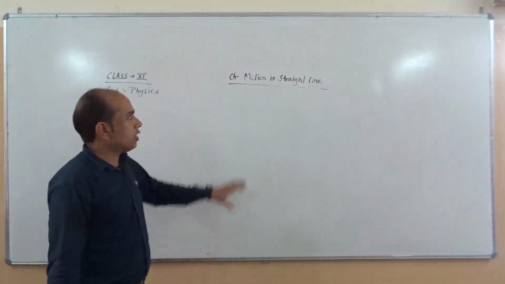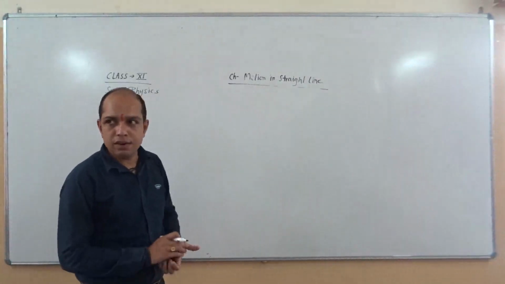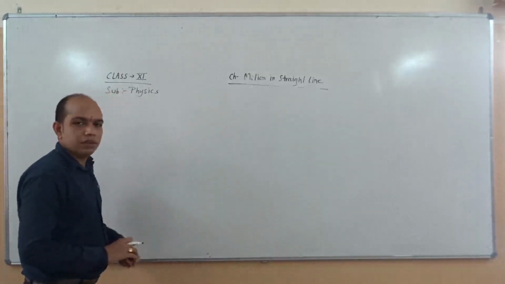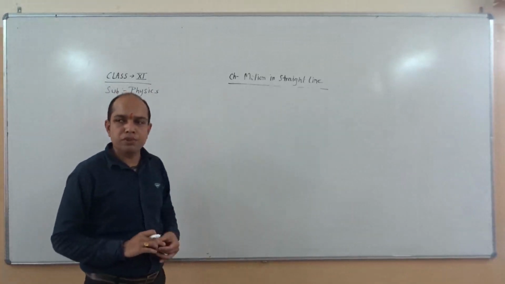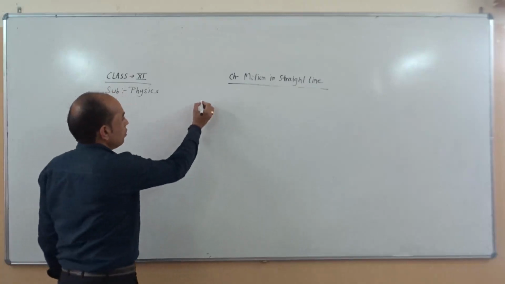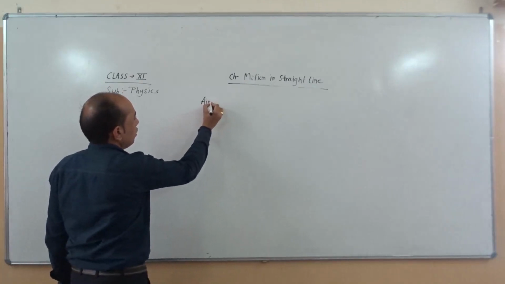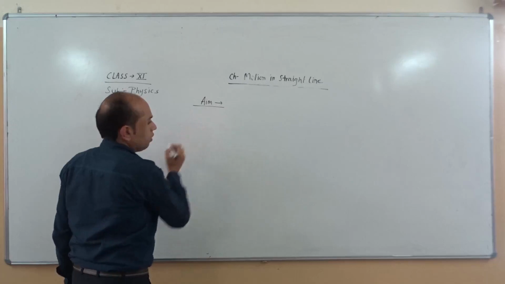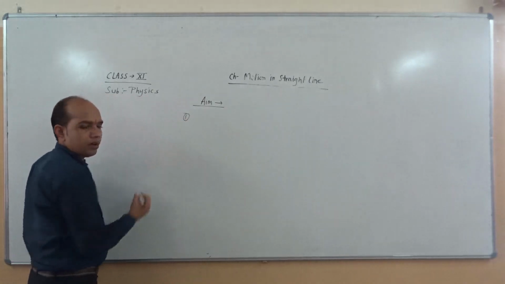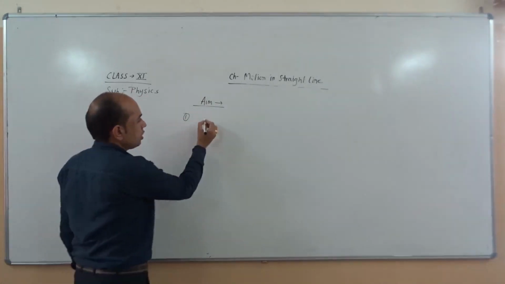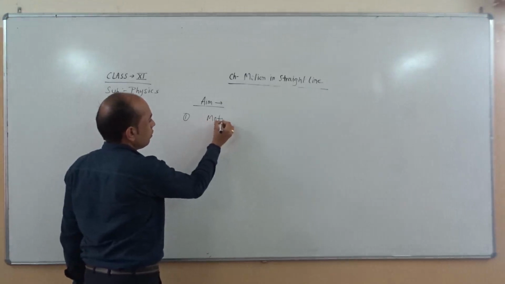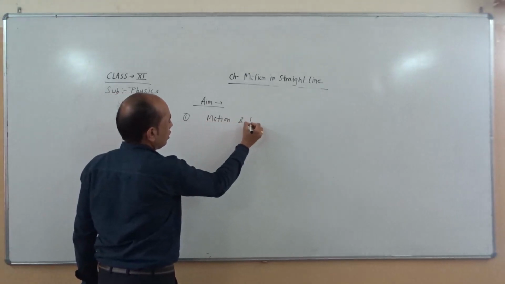So students, today we start with the chapter motion in a straight line. First we see what is the aim or objective of this chapter. So in this chapter, first we discuss about motion and rest.